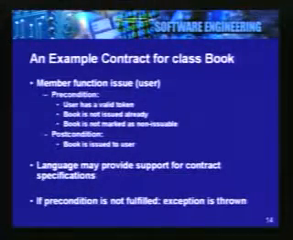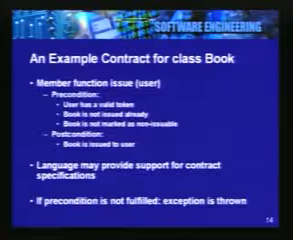So we will look at an example contract for a class Book, and we will pick up a member function called issue. So, you can issue a book to a given user, user is a parameter. So, what are the preconditions? The user must have a valid token, otherwise we will not complete the issue method, will not issue the book. So, user must have a valid token, and the book is not issued already, then this method can be dispatched, and the book is not marked as non-issuable, this is also a precondition. If these are satisfied, then the actual core business logic of this issue method can be dispatched.